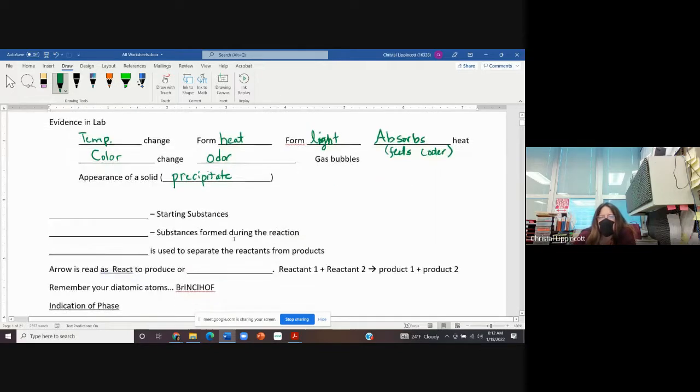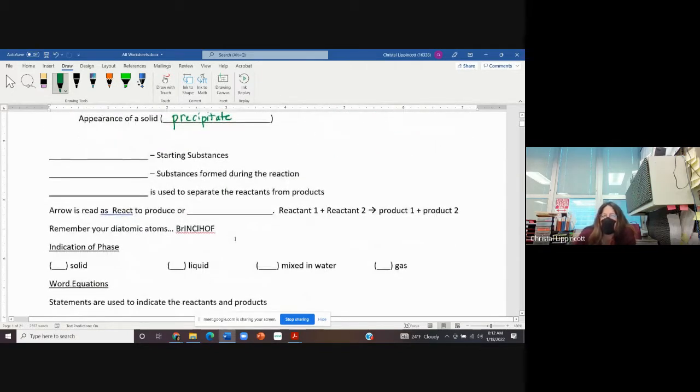Oh, yeah. All right. So our starting substances, the stuff that we begin with, are called our reactants. And the stuff that we finish with is called our products. An arrow is used to separate those reactants from the products. So the arrow is read as reacts or to produce or yields.